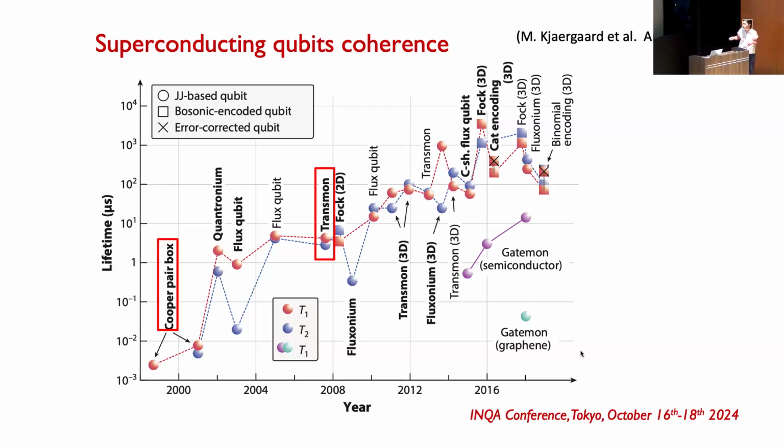Here is just an example of the many different qubits that have been proposed, starting from the Cooper box that was developed here, and going to the flux and phase qubits, and to the transmon, which is somehow related to the Cooper box, and is the most common qubit used, as you have heard.